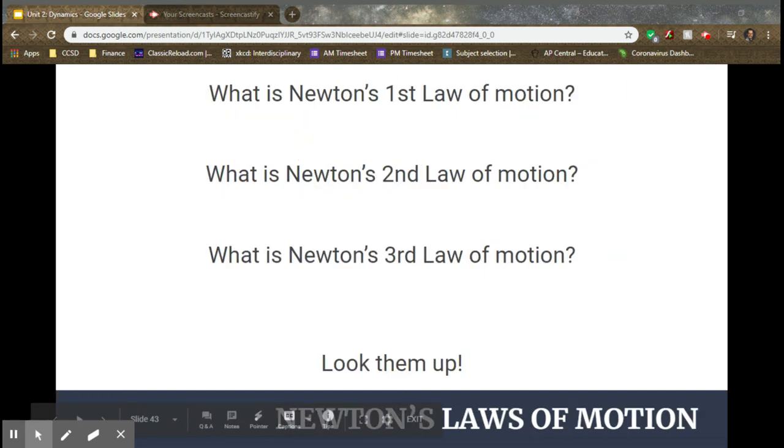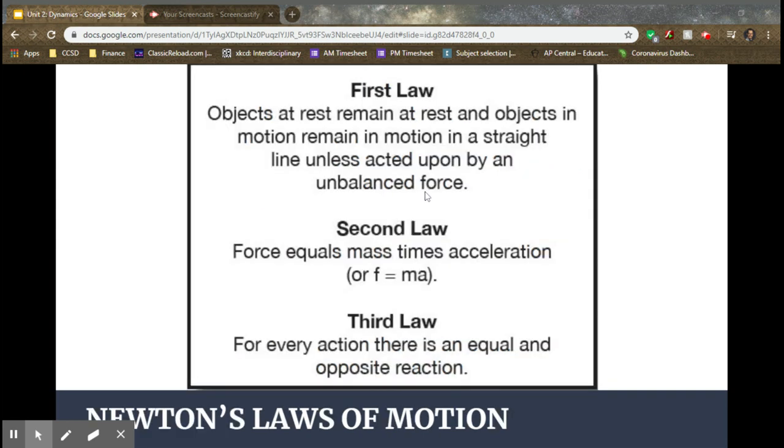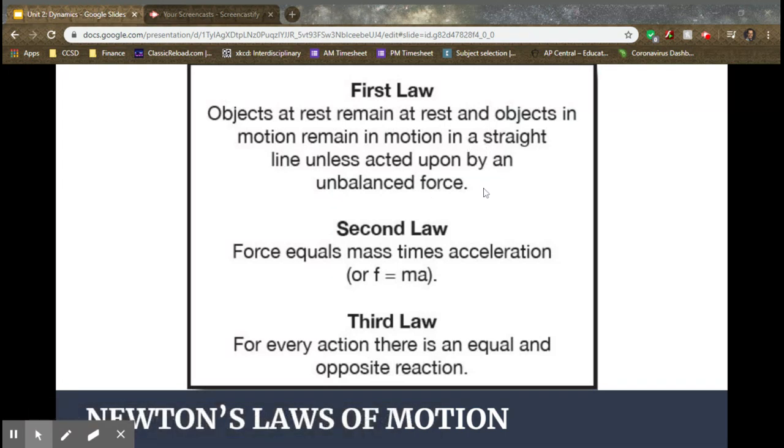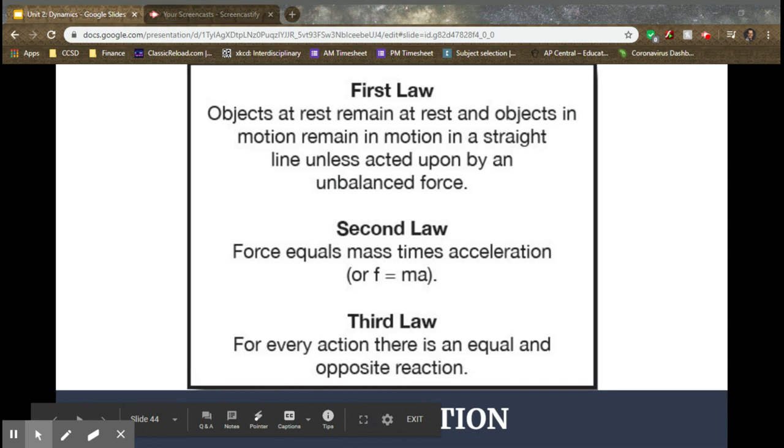All right. So now we're going to go into Newton's laws of motion. These are fundamental. You have to know these, all right? So let's see if you can remember what they are. What's Newton's first law of motion? What's Newton's second law of motion? What's Newton's third law of motion? If you can't remember, pause the video, look it up. All right. Here you go. Objects at rest, stay at rest. Objects in motion, stay in motion in a straight line. Second law, F equals ma. Third law, equal and opposite reactions. So I'll talk a little bit about each one of them.